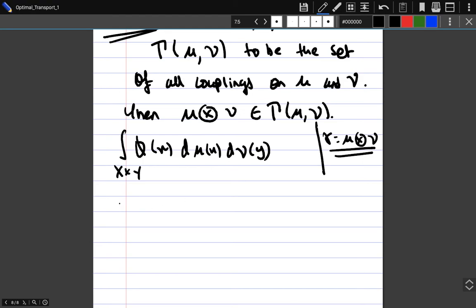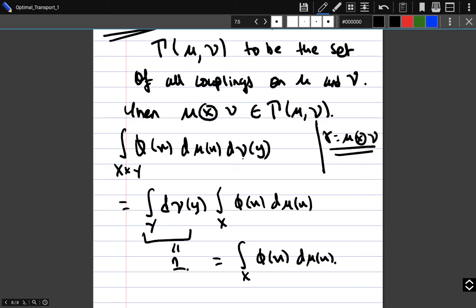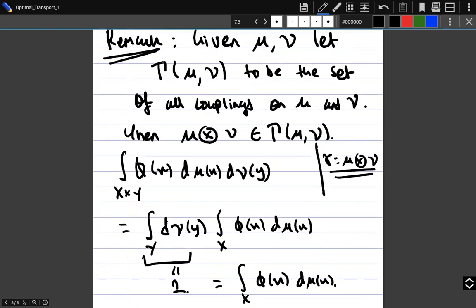And so here it's simple. So you can take out the y term first because that's independent, and then you have the x term to take care of. So you have phi of x d mu x, and now this guy is just 1. So then this is just phi of x d mu of x. And you can do the same argument for integrating the function with respect to y, right? And so this at least convinces you that there should be at least one coupling and that this set is not empty. So that's good news.